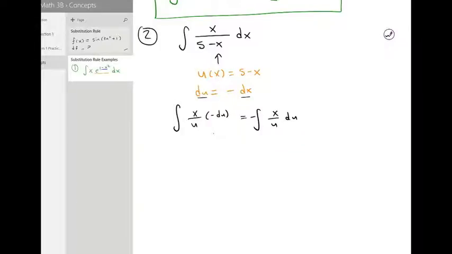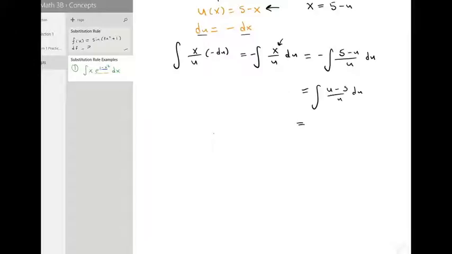So now our problem here is we still have an x, but if we look at our function of u, we could solve for x. If we add x to both sides and subtract u from both sides, we'll get x equals 5 minus u. And if we put that in, now we can deal with this. So we can pull this negative in and just switch the order of the terms.